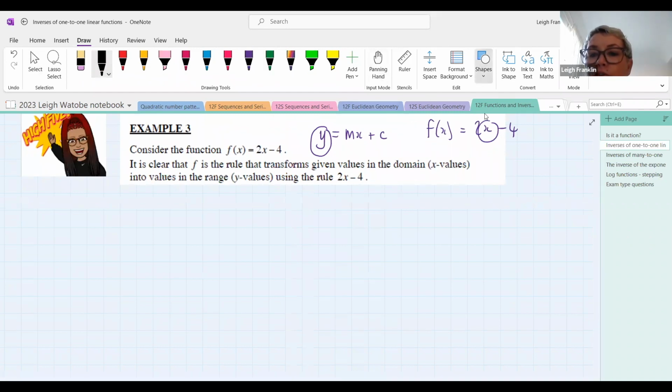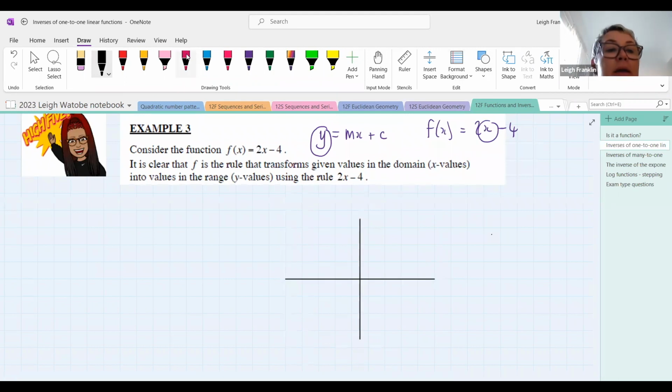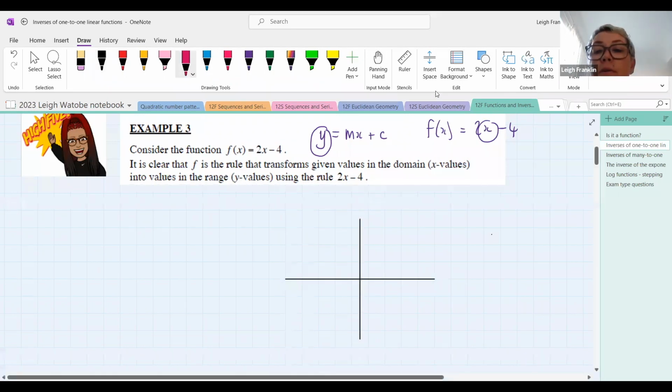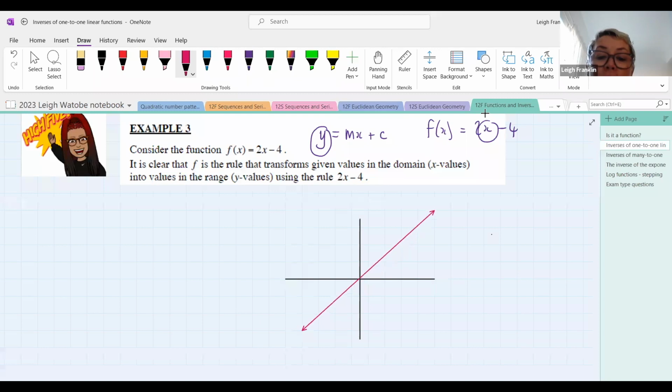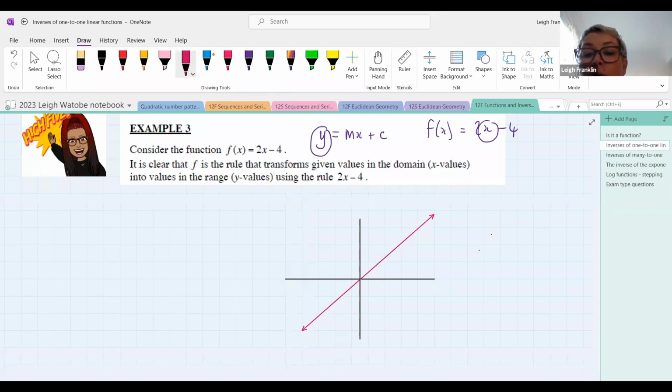So just to grab a set of axes here, let's just do that very quickly. All right, the line y equals x is a line with a gradient of 1. Okay, and it goes through the origin. All right, so like that, that would be the line. The purple one would be the line y equals x. Okay, so when we switch x and y with one another, y becomes x and x becomes y. That's why we can also look at it as a reflection over this line.